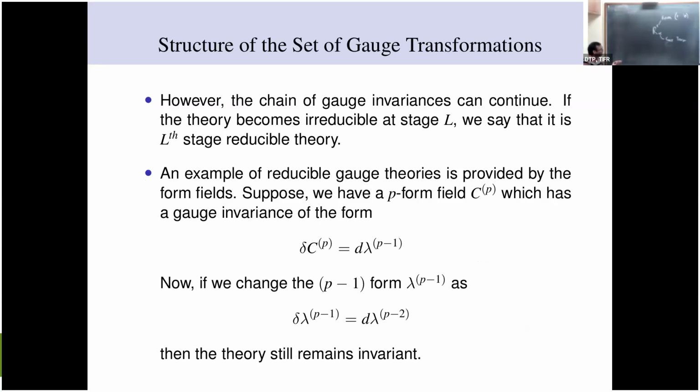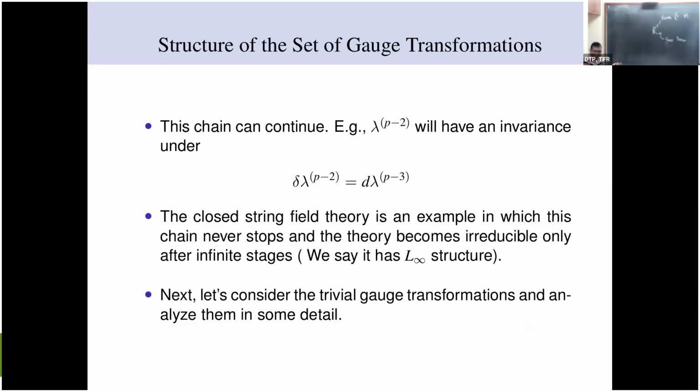Suppose you have a P form field C_P. It will have gauge invariance of this form. If you change C_P by D of some lambda_{P-1}, where lambda_{P-1} is some P minus 1 form, this keeps the theory invariant. But now if you change this P minus 1 form by a P minus 2 form in this way, then also it is invariant. So the theory is still invariant.